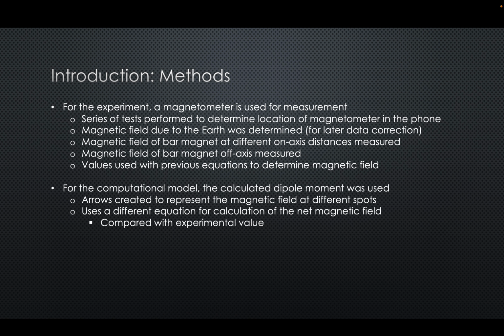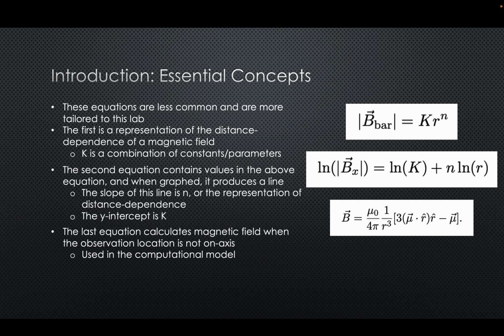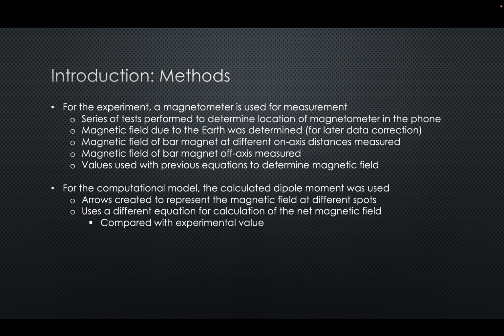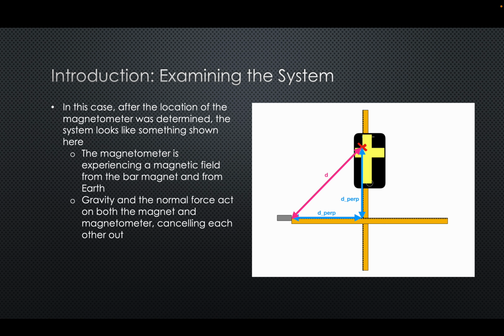So for the experimental procedure, a variety of tests were performed to find the location of the magnetometer in my phone, and then once that was found, I used that to determine the strength of the magnetic field at certain distances on axis, and also the strength and distance of the magnetic field off axis, so diagonal to the axis of the bar magnet. And then for the computational model, I just visualized that data and used the equation here at the bottom. I used that equation for the computational model and then compared the two net magnetic field magnitudes that I found. So you can see a simple representation of the system.